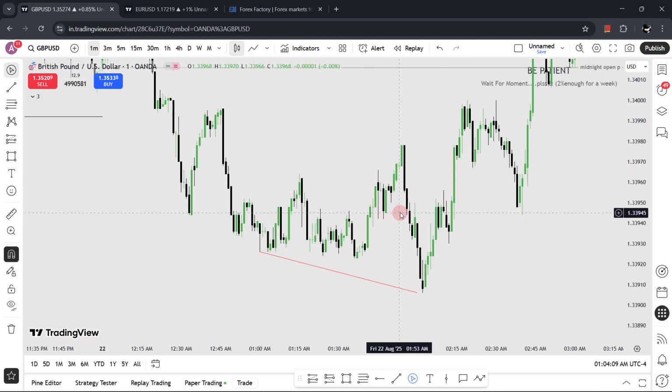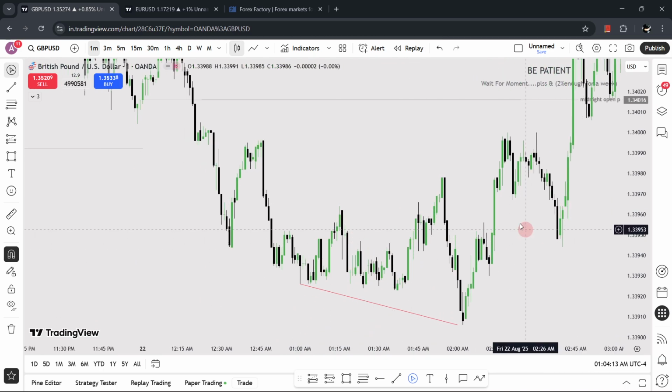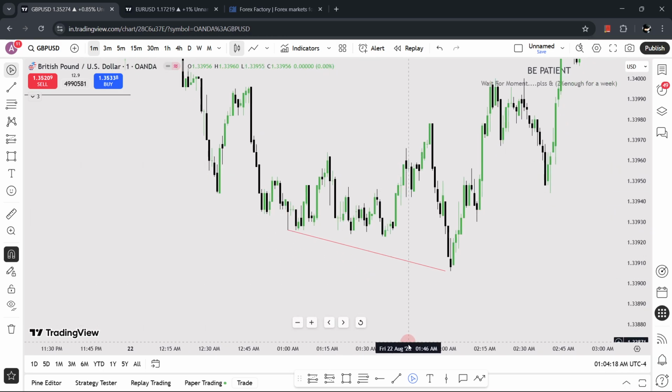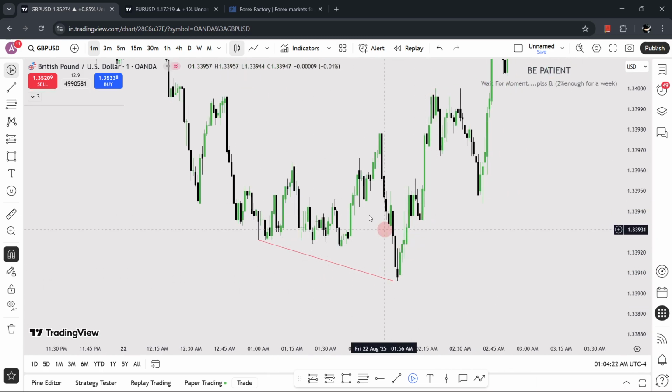So after the New York session actually starts from 3 o'clock, okay, but for me, I used to look at some things after 1:30. I don't know, but it is good at this time.